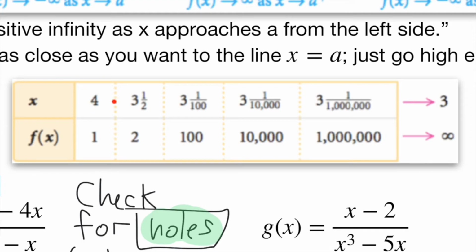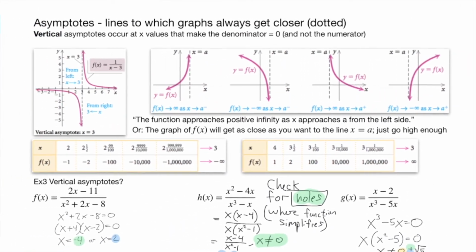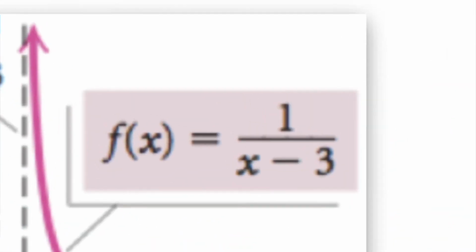Here we're starting at 4. I'm going to approach 3 from the positive side. You can see that you take these actual values and plug them into the formula for f. Which one is it? It's this one right here. This is the actual formula for f.